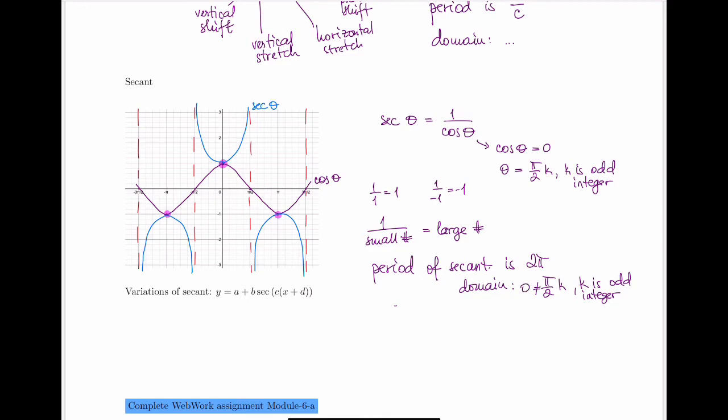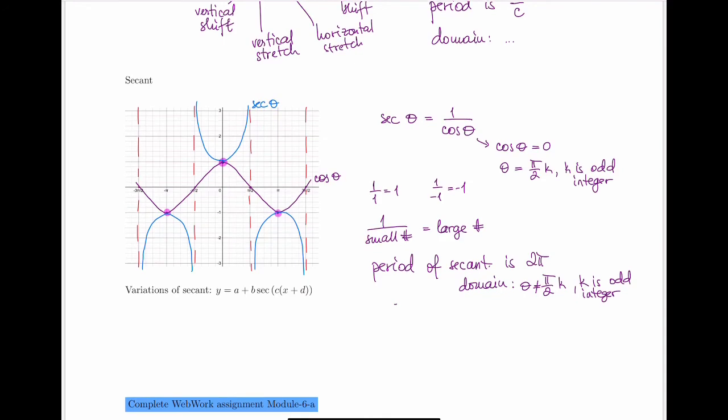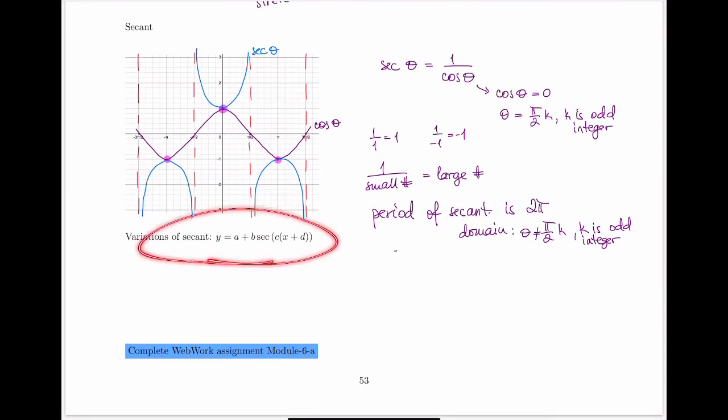Okay. For the cosecant, you will go through the exact same logic, except you will start with the graph of the sine function, and therefore the cosecant will actually be the corresponding branches on the peaks and the valleys of the sine function. For the transformations, again, everything is exactly the same.